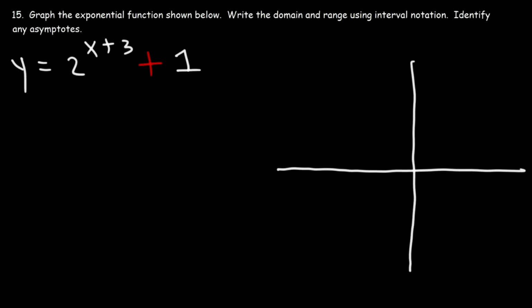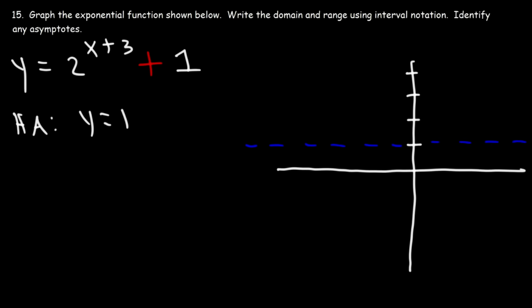Now the first thing is identifying the asymptote. Exponential functions have a horizontal asymptote, and you can see it right here. In this case, it's y is equal to 1. If you don't see a number here, it's y equals 0. So that's the first thing that I'm going to plot. So I'm going to put that in blue. So this is our horizontal asymptote at y equals 1.